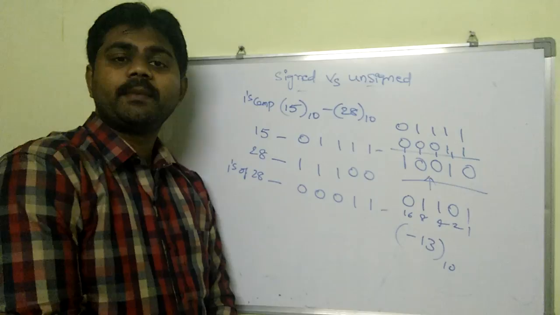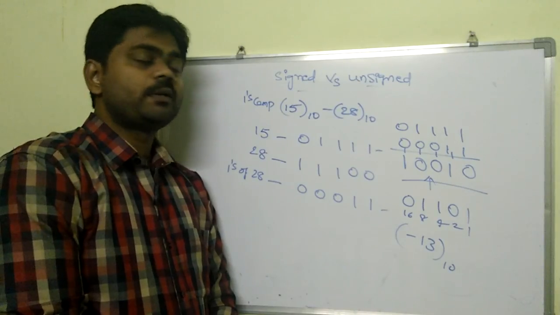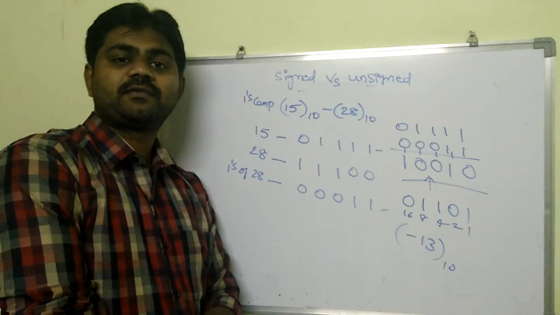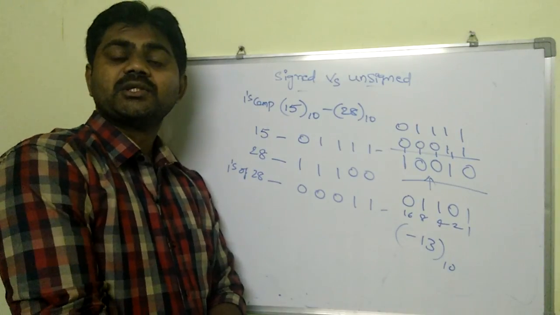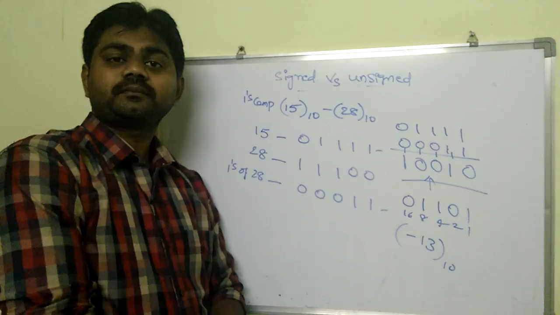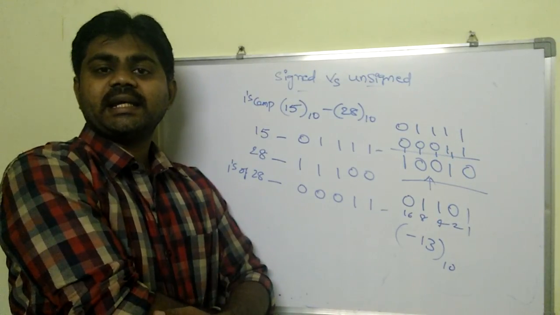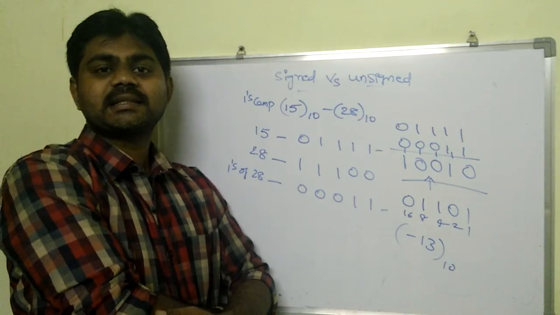Okay, so this is for one's complement. Coming to 2's complement representation, we can apply it on these same two examples: 28 of 10 minus 15 of 10. There is only one difference here. In 2's complement representation, if we get any carry, that carry is discarded.